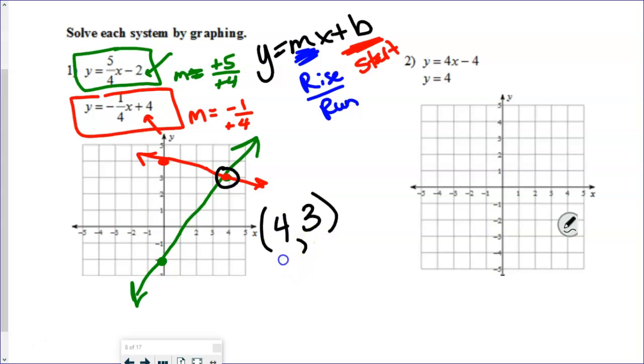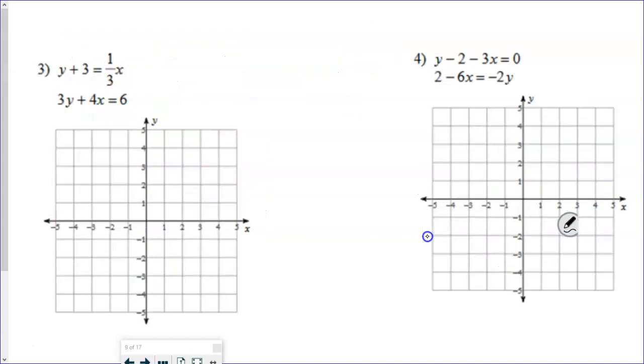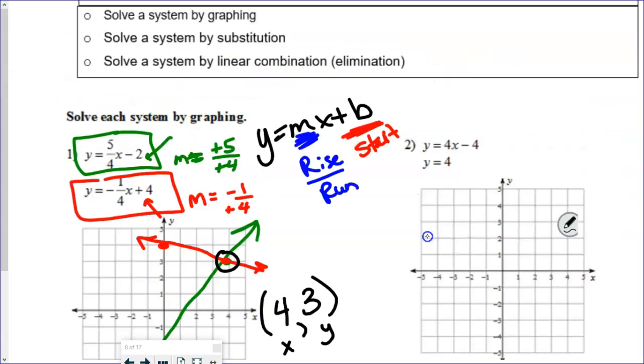Make sure that your ordered pairs, remember, are XY ordered pairs. You might want to take a look at number 2 and just remind yourself what it means when you graph the line y equals 4. This is a horizontal line.